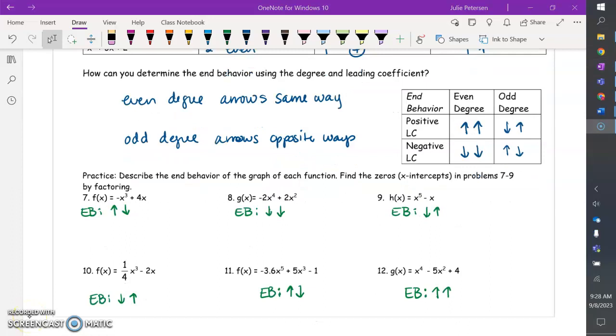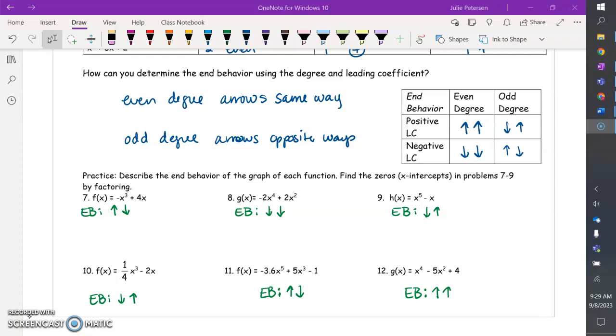Okay, so check your work here on the end behavior. On 7 we had an odd degree and a negative coefficient, so high, low. On number 8 we had an even degree and a negative coefficient, so down, down. And on number 9 we had an odd degree and a positive coefficient, so down, up. And then the same process for 10, 11, and 12.